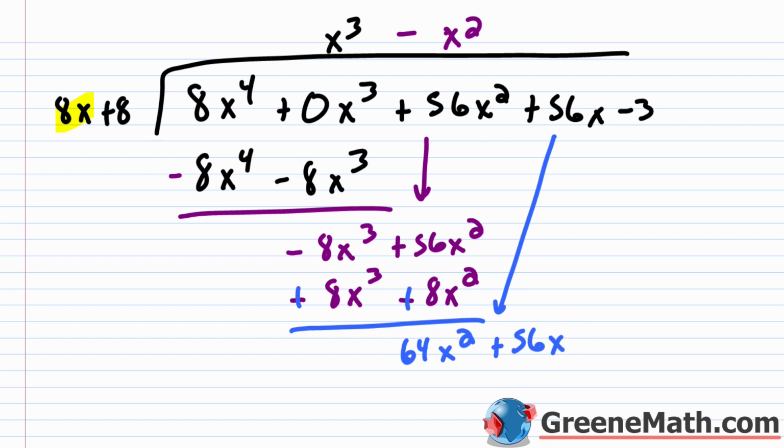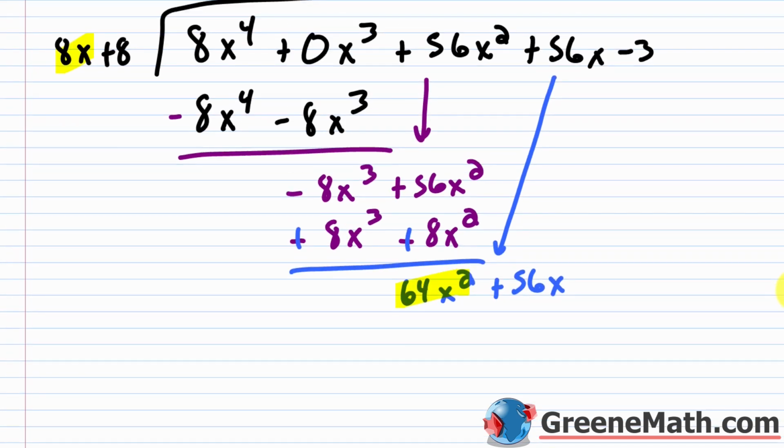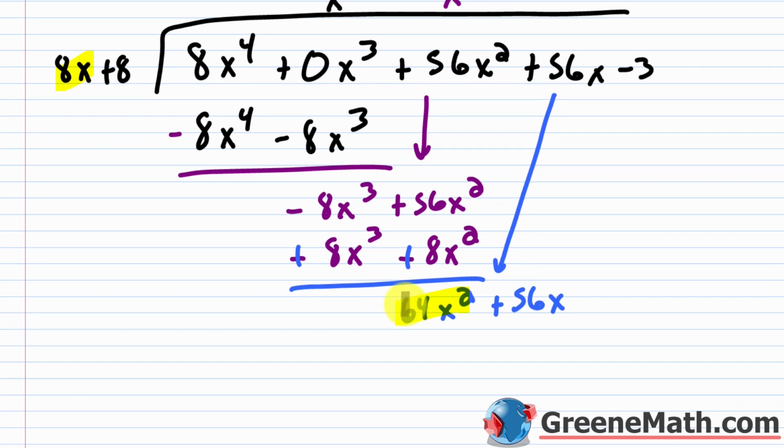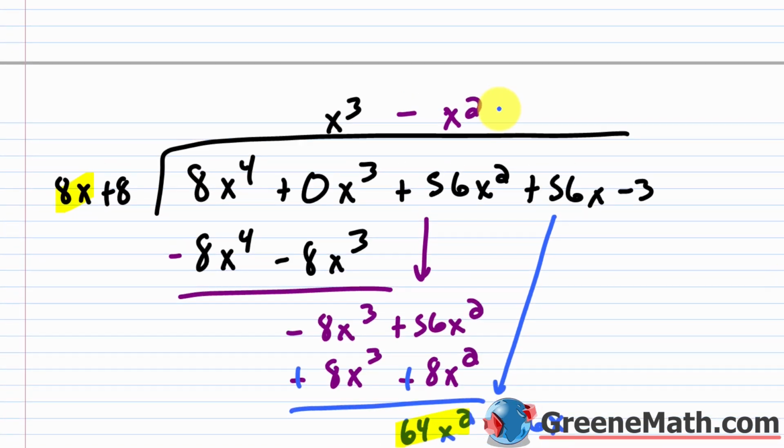And again, I'm just going to do my leading term into my leading term. Let me scroll down a little bit. So what is 64 divided by 8? That's going to give me 8. What is x squared over x? That's going to give me x. So this would be 8x. Let me come back up. So we'll put plus, we'll have 8x.